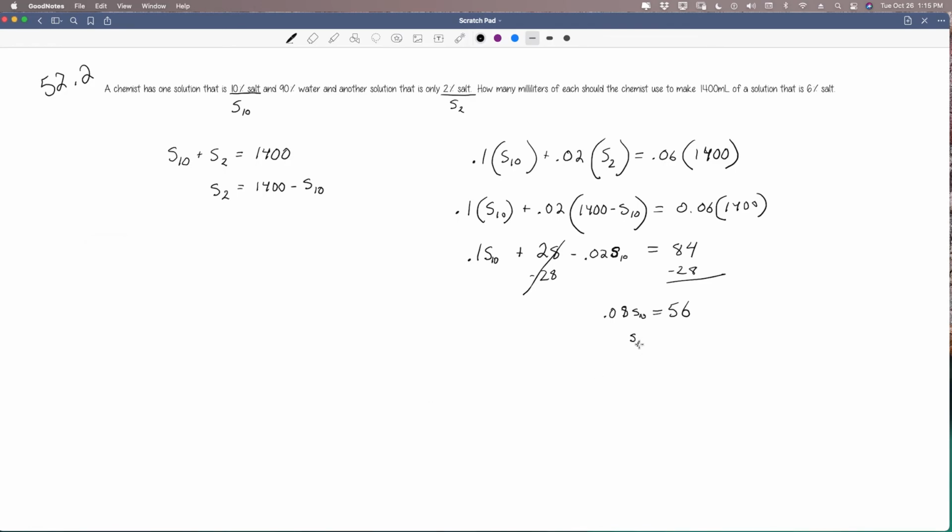So the solution that is 10%, we need 700 milliliters of that. And 1400 minus 700 means we need 700 milliliters of the solution that is 2%. And that is the answer.